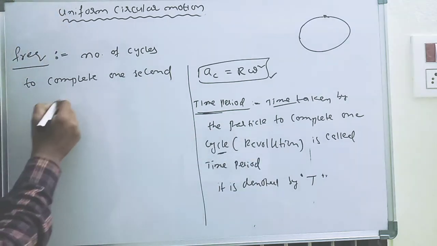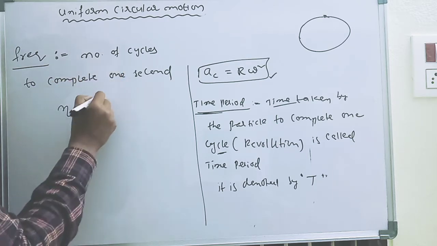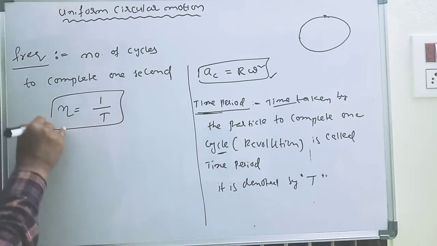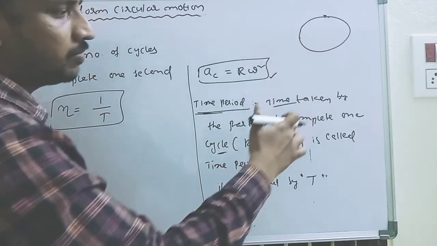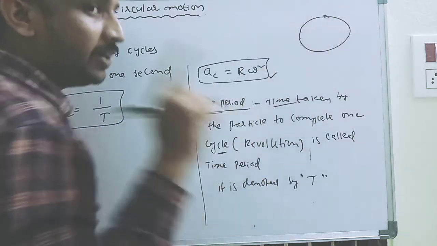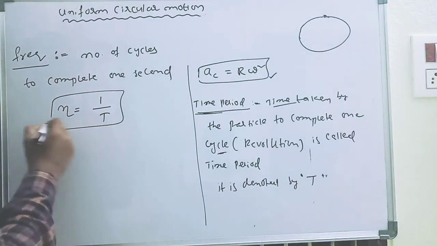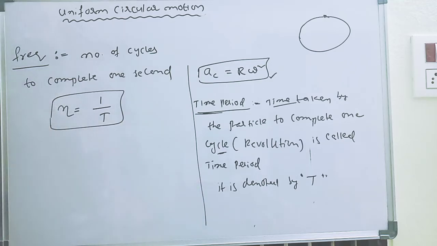So how to write frequency? Frequency is equal to, we write n. N is the number of cycles completed, and it is the reverse of time period. Time period is the time taken by the particle to complete one cycle, and frequency is how many cycles complete in 1 second. So this is the relation of frequency and time period. It is completely the reverse of time period, so we write n is equal to 1 by T. Remember these formulas.